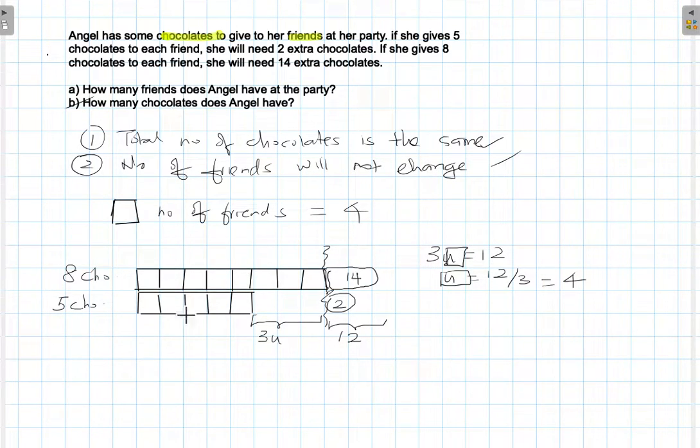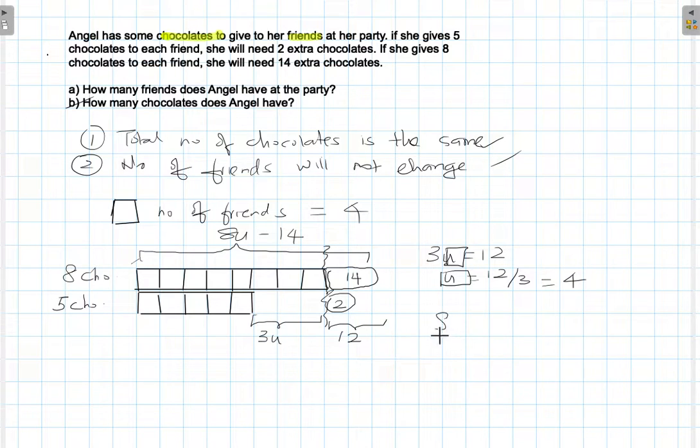Okay, how many chocolates does Angela have? So you know that the total number of chocolates is the same, correct or not? So what I can do is, my first is this one is 8. The total number is 8 units minus 14, right? This is the total number.